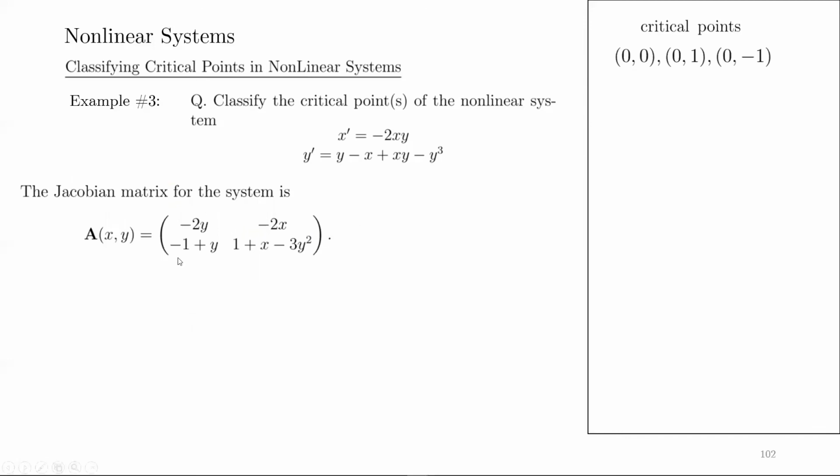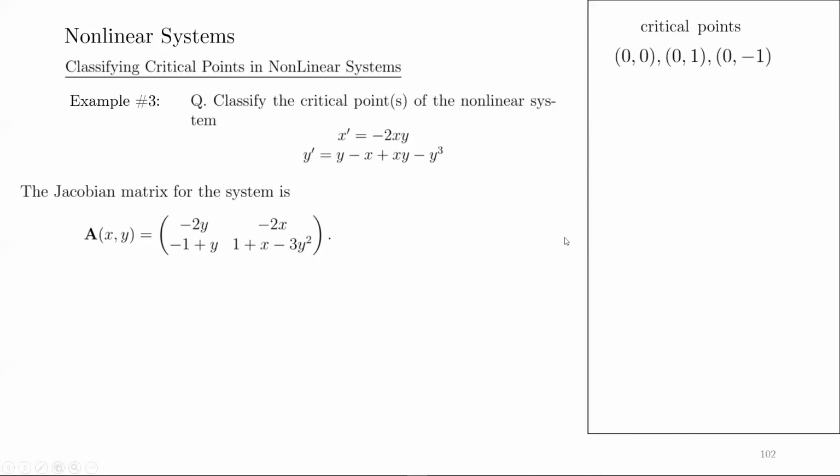We can calculate the Jacobian matrix of this system. So for this first equation, if I take the partial derivative with respect to x, I get negative 2y. With respect to y, I get negative 2x. For the second equation, with respect to x, I get minus 1 plus y. And with respect to y, I get 1 minus 0 plus x minus 3y squared. Okay, and so now I need to evaluate this Jacobian matrix at these 3 critical points.